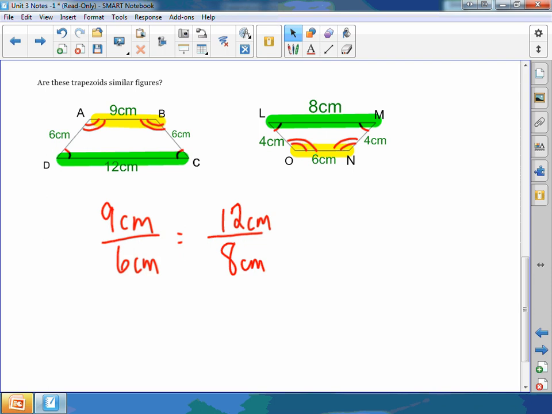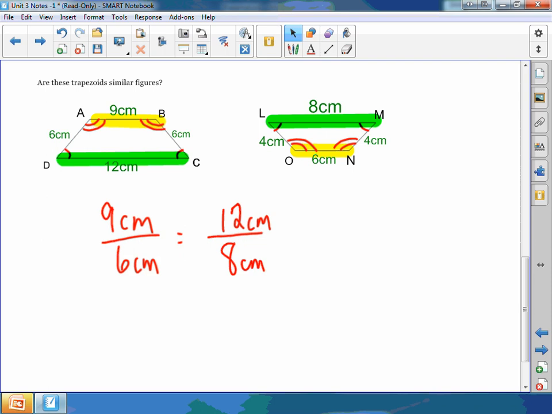Good. Scale factor. All right. The larger one is 1.5 times the size of the big one, at least that's what it looks like now. Okay. Did anybody divide like 12 by 9? If you did, 12 divided by 9 would be 1 1/3. 8 divided by 6, is that also equal to 1 1/3?